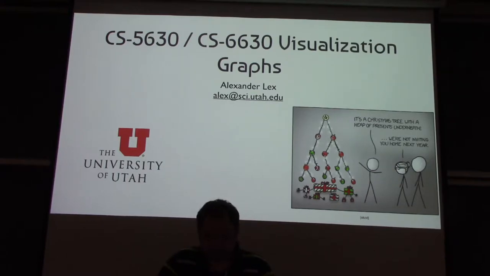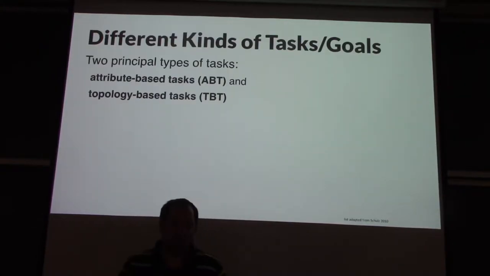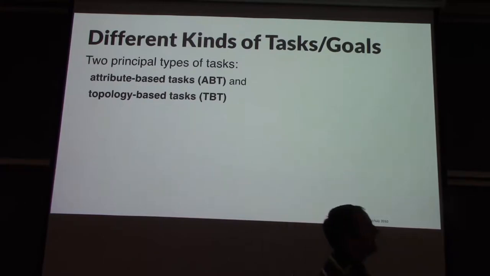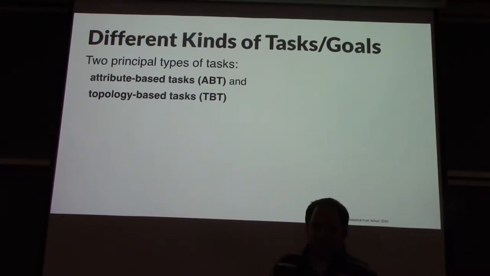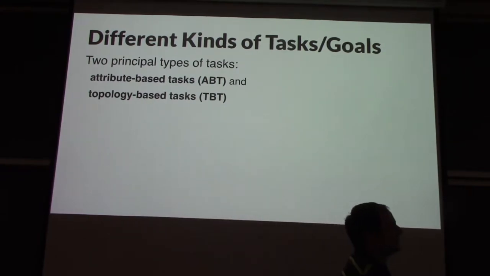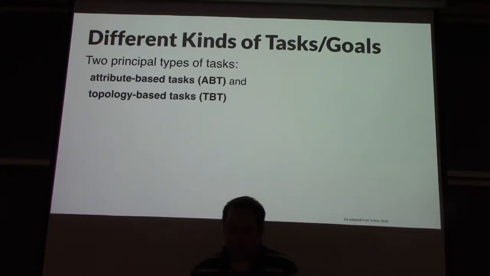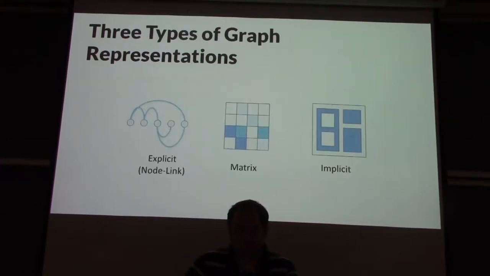So I wanted to give a quick recap of what we talked about on graphs when I last lectured. This is an important slide: we have two different types of tasks in graphs, the attribute-based tasks and the topology-based tasks. Topology-based tasks are concerned with the structure of the graph, how nodes are related. Attribute-based tasks concern attributes about nodes or edges. And we discussed visualization techniques that are suitable for different types of topology-based and attribute-based tasks.